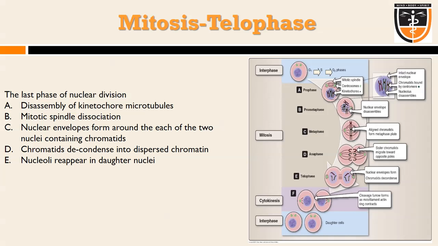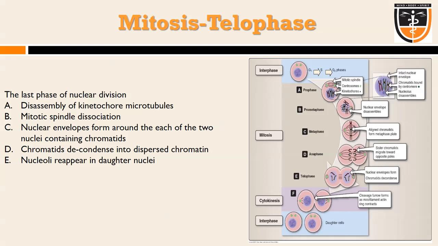What happens? We are done. We rip those poor chromosomes apart. We do not need any more a mitotic spindle. So at this time, the cell will disassemble kinetochore microtubules, will disassemble mitotic spindle, and the nuclear envelopes will form around each of the two nuclei that contain those sister chromatids. They will split into two nice nuclei, okay?